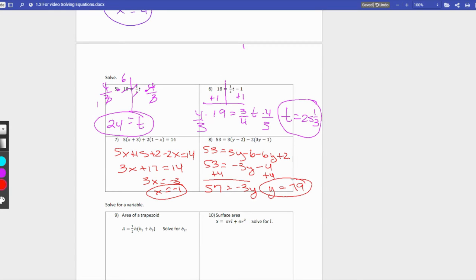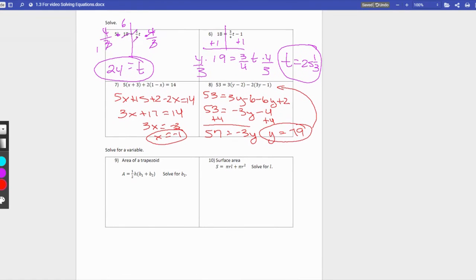Now again, if you wanted to double check your work, you could substitute y back in at the beginning for negative 19. Wherever you see y, that's the value you have. If you get a true statement on the left and the right-hand side, you know you did the problem correctly.